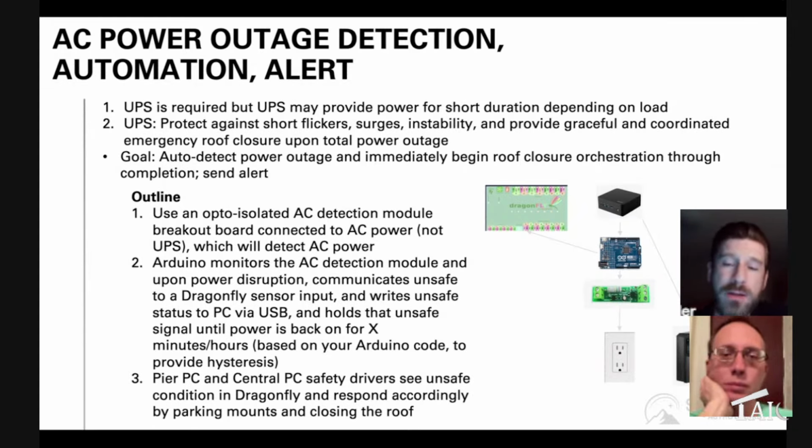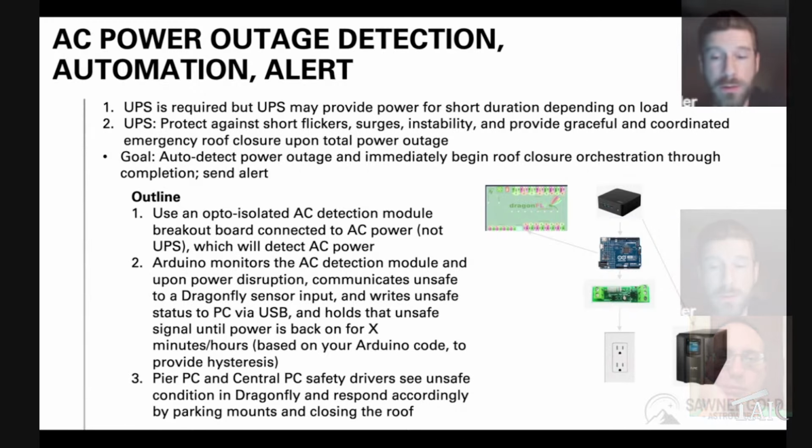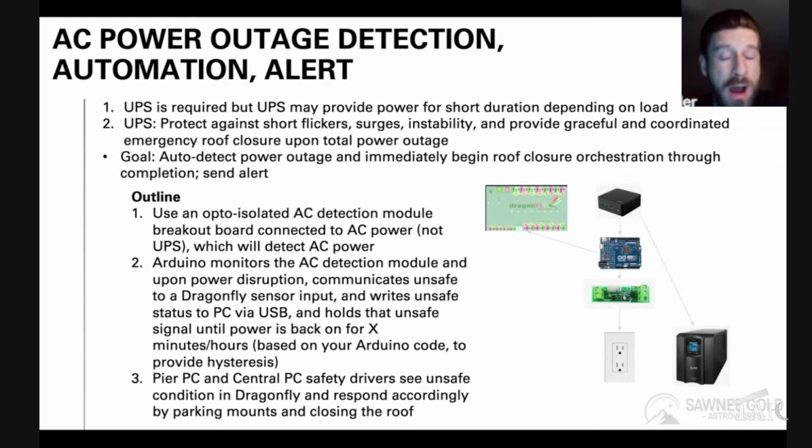So the way that I do it is I bought just a little, it's in green on the right, an opto isolator. You wire it directly into your 110 volt outlet, not your UPS. And it'll basically open or close a signal to an Arduino device or anything else you choose to use to let you know if AC power exists or not.